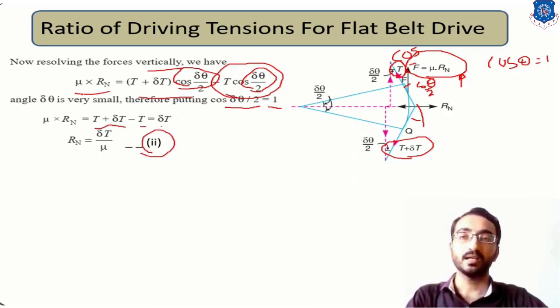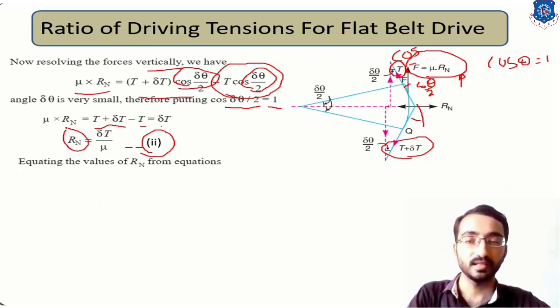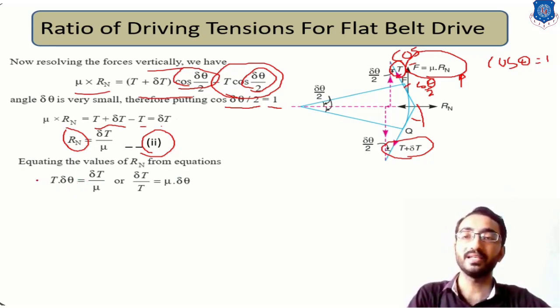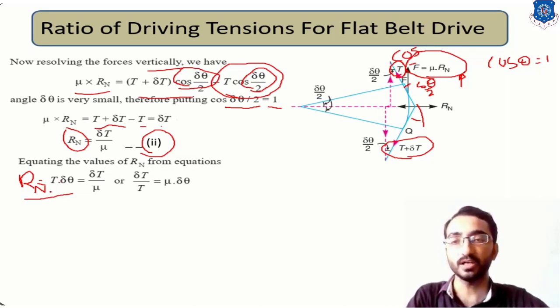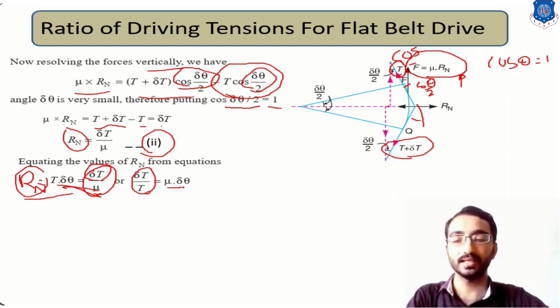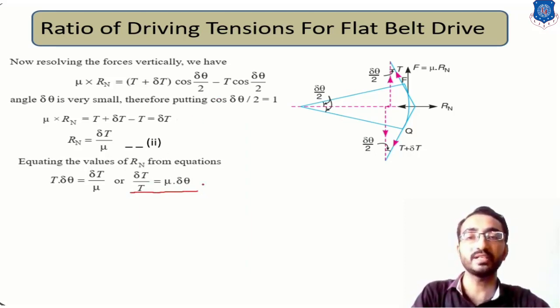Now we can use equation number 1 for horizontal and equation number 2 for vertical. By putting the value of Rn from this equation into equation number 1, which was T delta theta is equal to Rn, and replacing Rn with delta T by mu, your equation will be T delta theta is equal to delta T by mu. Now arranging such that T is on one side and mu comes to the other side, delta T by T is equal to mu into delta theta. That is the relation of T and theta.